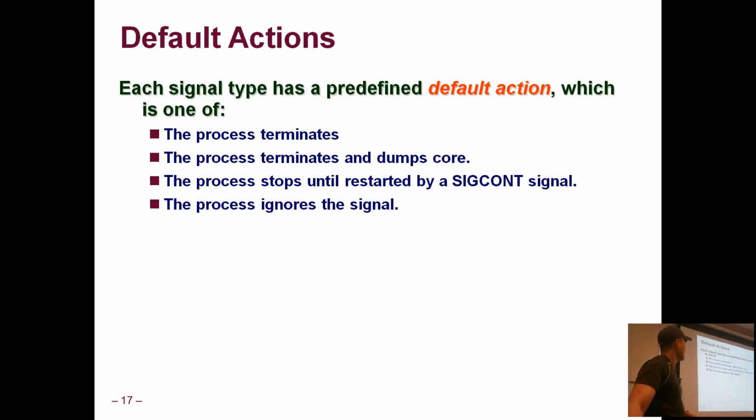Okay, so each signal type has a predefined default action, so you're not instantiating 30 signal handlers when you're writing your C program. You instantiate 0 of them, and then you rely on all the defaults. So you can either terminate on a signal, you could terminate and dump core if it's a segmentation fault, for example. That's what the default is for that. You can stop until you're restarted by a continue signal, or you can just ignore the signal. So those are your default actions.